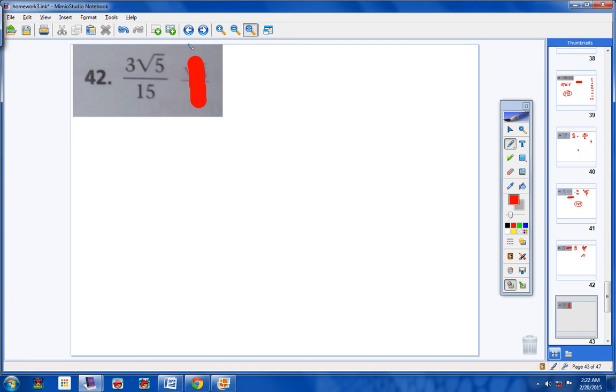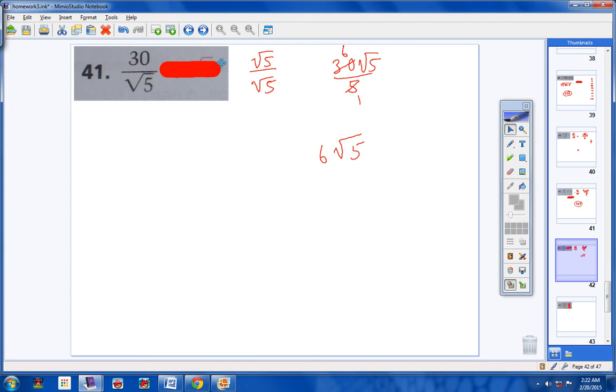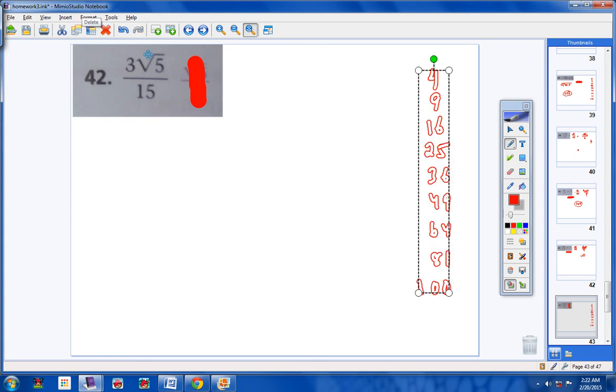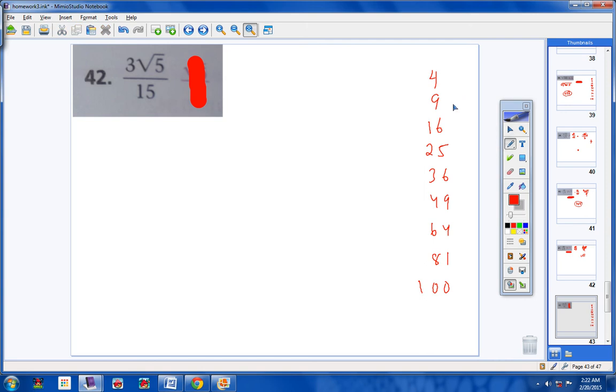Now, students, watch this. There really isn't a lot you have to do here, okay? On number 42, first of all, is there a radical in the denominator like this to get rid of? No, okay. All right, can I simplify the square root of 5? Well, you tell me. Are there any perfect squares from this list that would go into 5? Well, no. The only thing I'm left to do is reduce inside or outside numbers.